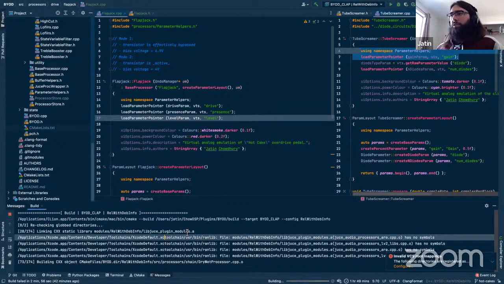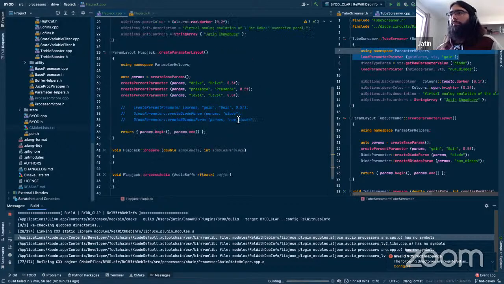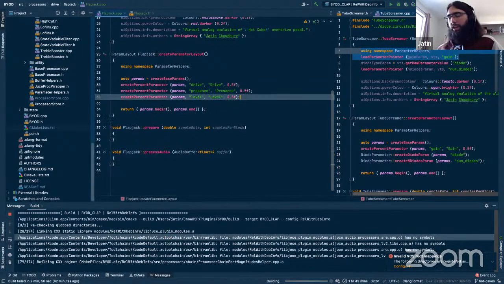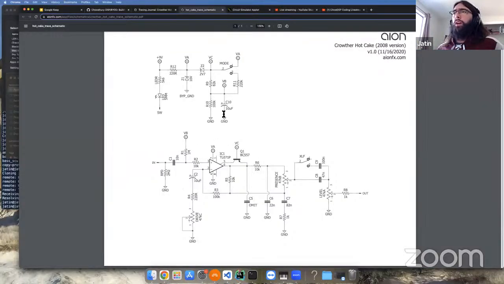Yeah, but so that should be good to go. It's going to take a minute to build since I need to do a full rebuild. But once it's built, we should be able to take a look at it and get a sense of what it's going to look like within the plugin. But while that's building, let's start to think about this circuit a little bit more.